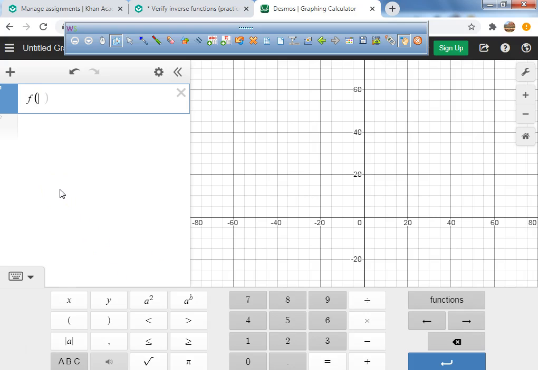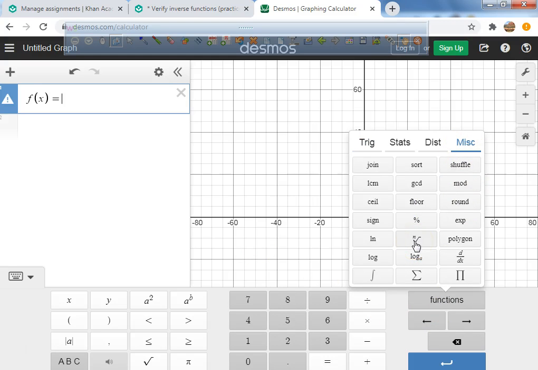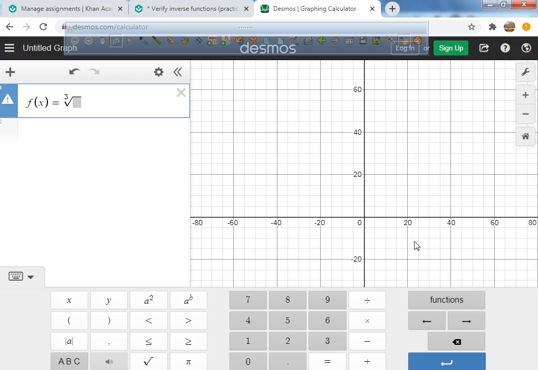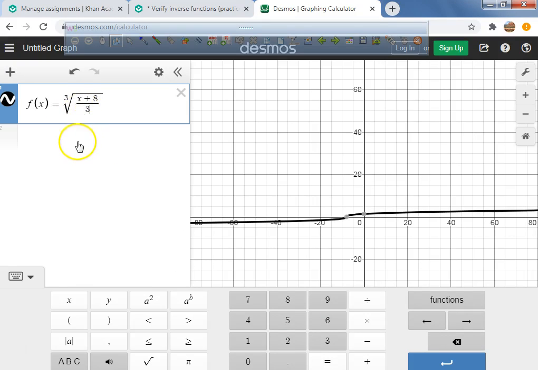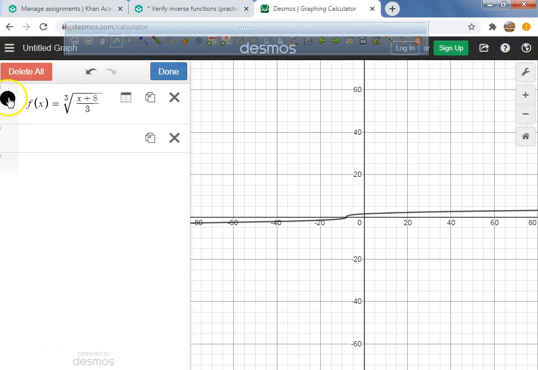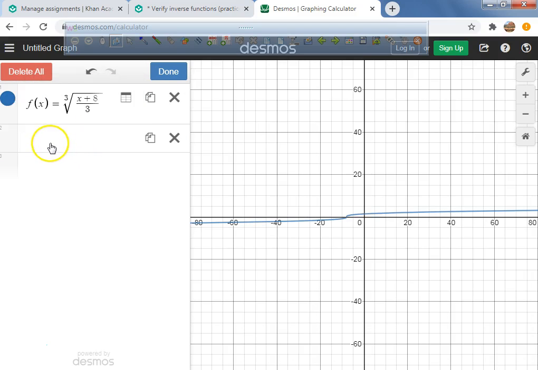So I'm going to type in f of x equals, now let me show you how to get to the cubic root. You've got to go over to functions. You go to miscellaneous. You go to where you have an index of n. Then you type in a 3. Then inside, you make the division bar. All right? And then you put x plus 8 over 3. There's your, I don't like black. There we go, blue. We'll do blue. And this one will be red.